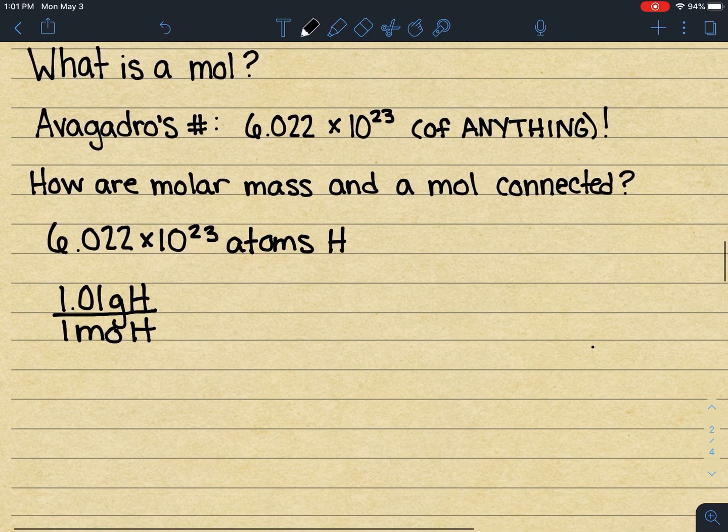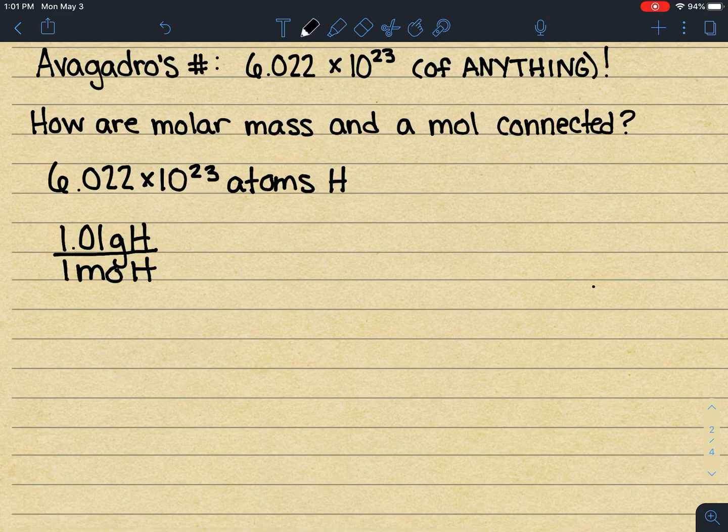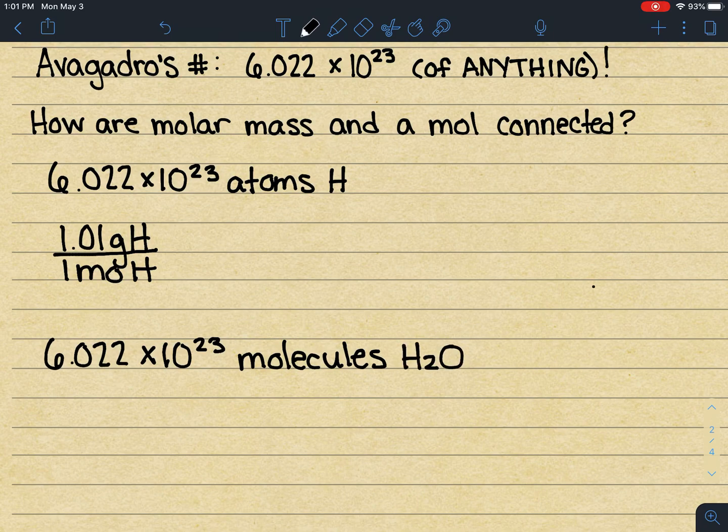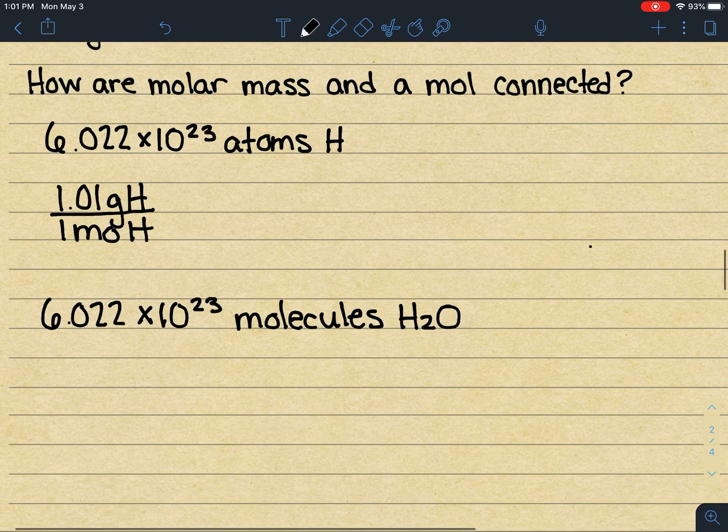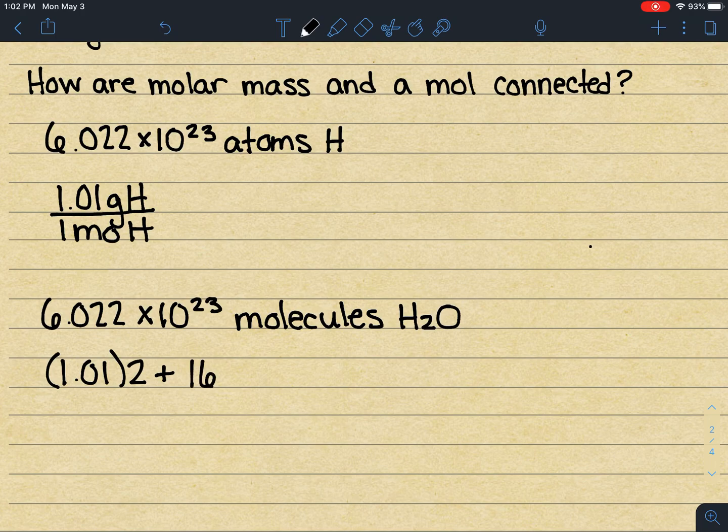Well, what if I wanted to step that up a little bit and look at something like water? So if I have 6.022 times 10 to the 23rd molecules of water, again, we can call them molecules because they are covalently bonded together. And I would have to look at, well, what is the molar mass of that? So I would have to do 1.01 times 2 for my hydrogen, plus I know that oxygen is 16.00.